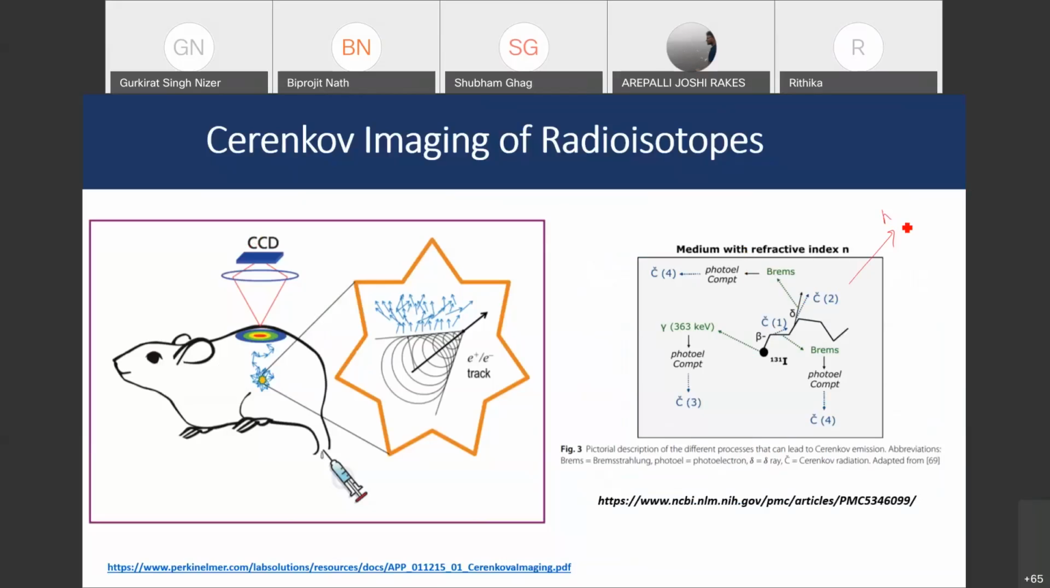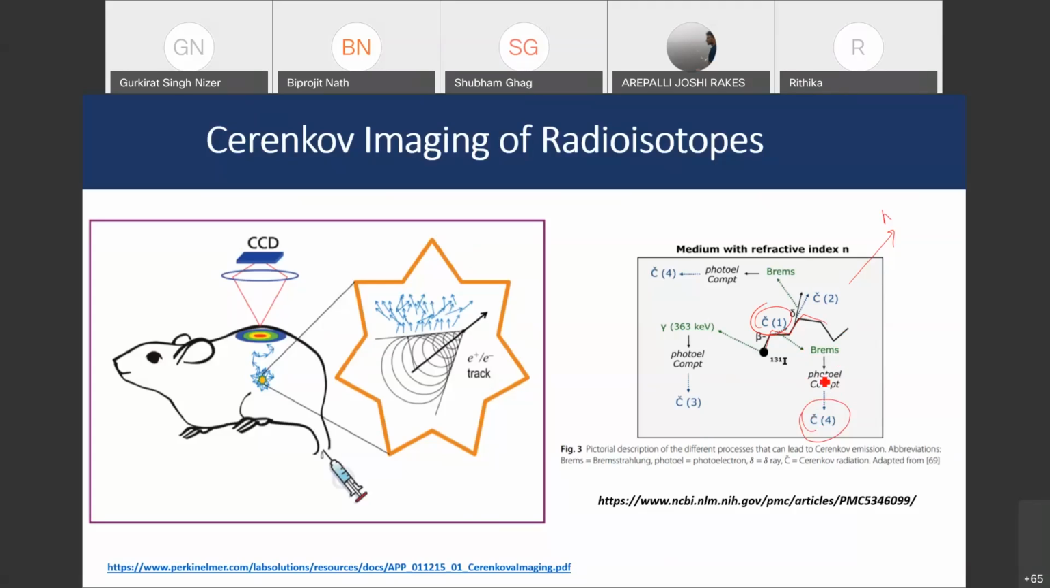It's not the human tissue anyway. For example, we have iodine-131. It emits beta particles, and these beta particles have tracks like these. This beta particle has a velocity more than the speed of light, so that's why it emits Cherenkov light. Also, when it bombards a high-Z nucleus, it emits Bremsstrahlung radiation. These X-rays can cause photoelectric emission and Compton scattering, and again can go on to produce Cherenkov radiation. These are the sequence of events which keep on going.